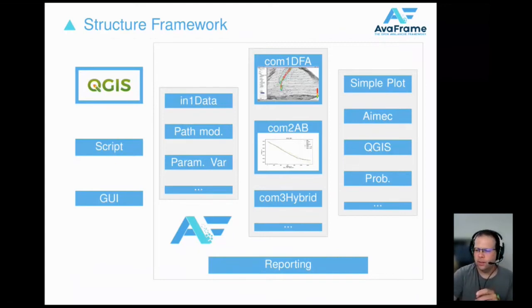So what we do have is this structure. We have components that are within AvaFrame, like input and preparation. Then we have the computational modules, and we have some output modules. The way we want to control this, and I'm going to do this later on as well, is that we have 2 ways of controlling at the moment. Either you can use QGIS as an interface, or you script it yourself. So we are not trying to build a good interface for it. We're trying to build the base, which you then can use to build your own interfaces if you want to.